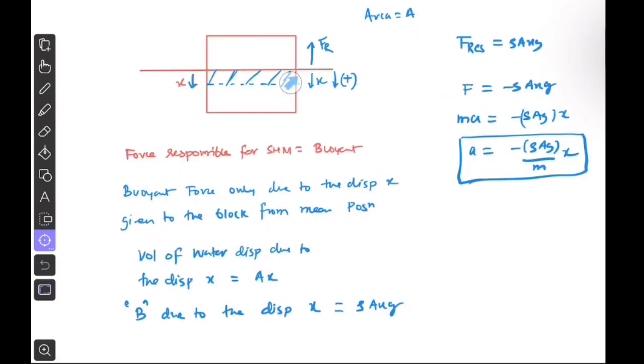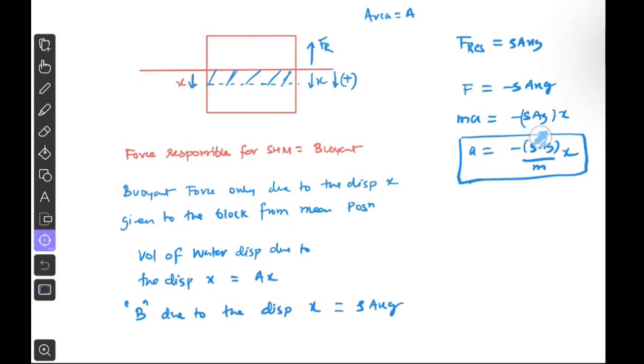So here, from the mean position, I am going to further push this block into the water by x. Due to that displacement x, whatever buoyant force comes into the picture will be the restoring force, which acts opposite to the displacement given. The volume of water displaced due to the displacement x is A into x. So the buoyant force will be the weight of the water displaced, which will be rho A x into g. So the restoring force will be rho A x g, acting upward, opposite to the downward displacement given.